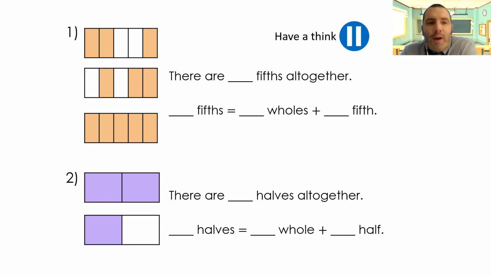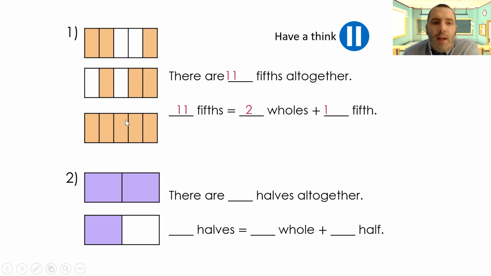How did we get on with those? So our first one, how many fifths are there altogether? We need to count the yellow squares. There are 11 fifths altogether. So 11 fifths gives us 2 wholes and 1 fifth.